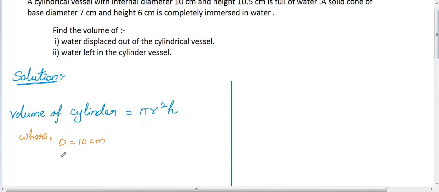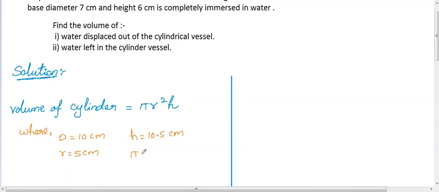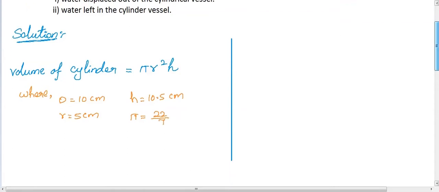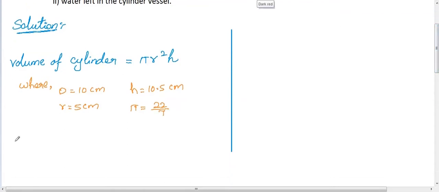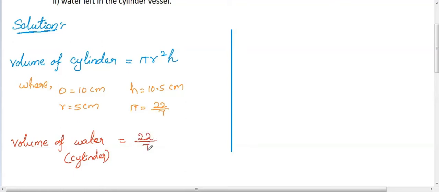Then the height of the water is the height of the cylinder, which is 10.5, and pi value is 22/7. So now if you plug these values into the formula, we'll get volume of cylinder or volume of water is equals to pi, so pi value is 22/7, so 22/7 into r square is 5 square, and h value is 10.5.